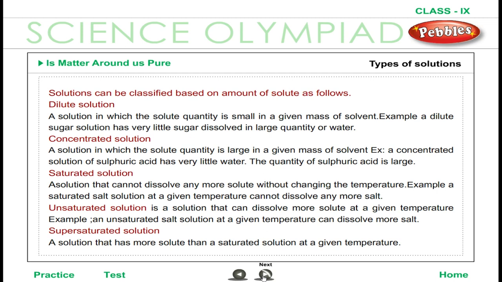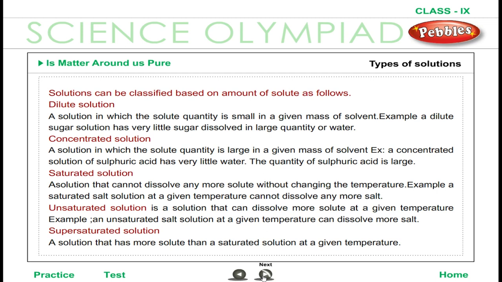Concentrated solution is a solution in which the solute quantity is large in a given mass of solvent. For example, a concentrated solution of sulfuric acid has very little water. The quantity of sulfuric acid is large.